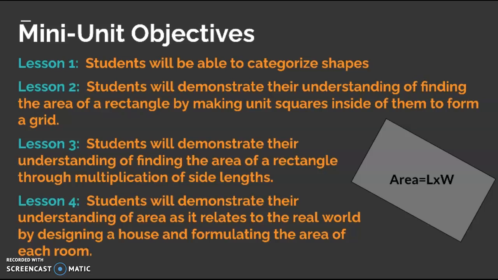The mini unit objectives will be, lesson 1, students being able to categorize shapes. Lesson 2, students demonstrating their understanding of finding the area of a rectangle by making unit squares inside of them to form a grid. And then moving into lesson 3, where they will be able to demonstrate their understanding of finding the area of a rectangle through multiplication of those side lengths. And then lesson 4 is going to take a few days, but it's an end of unit project where they're going to apply area to a real world designing of a house and formulating the area of their various rooms within their house.